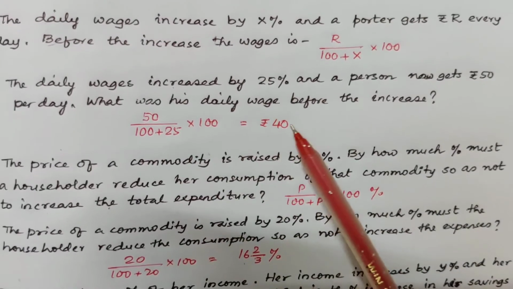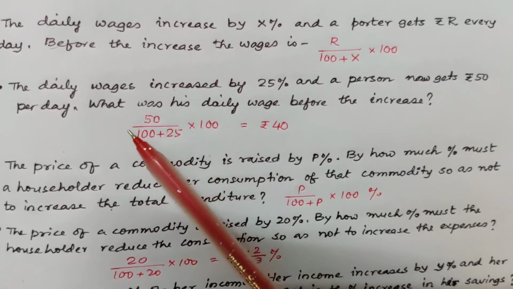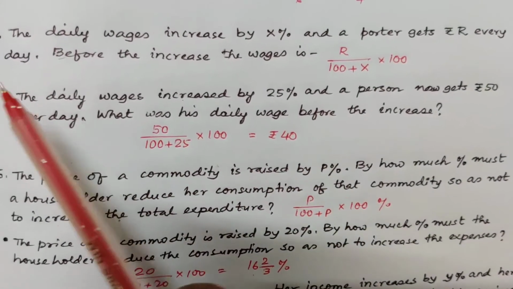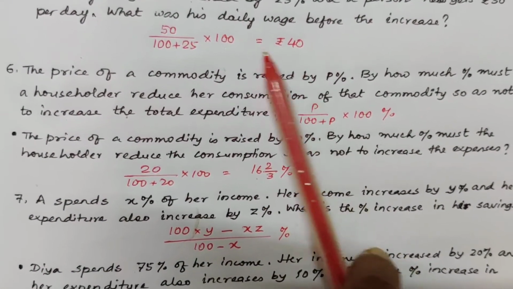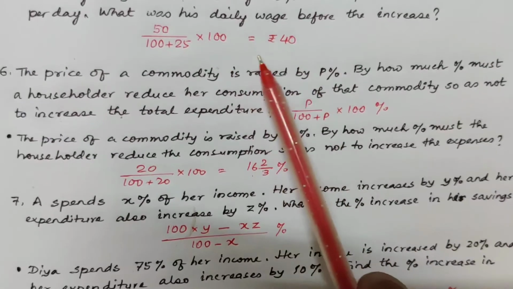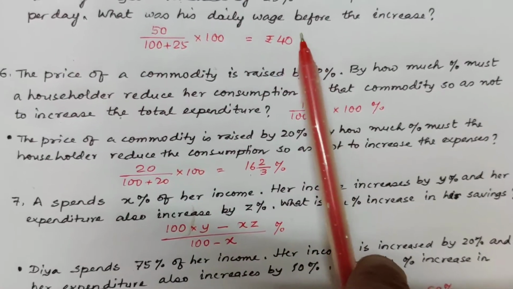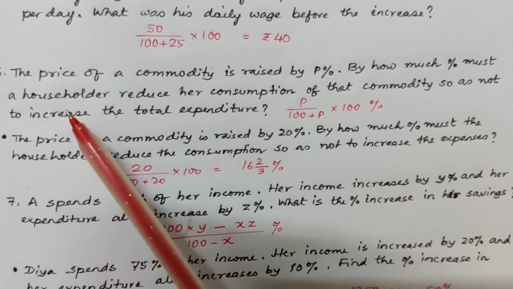Just apply the formula and in one shot you are going to get the answer. So 50 by 100 plus 25 into 100, that is equal to rupees 40. Isn't it simple? Very, very simple, believe me. If you implement this formula, you are going to crack the examination like anything.